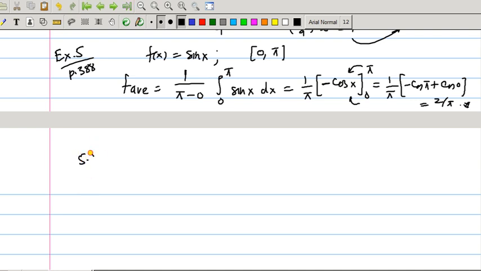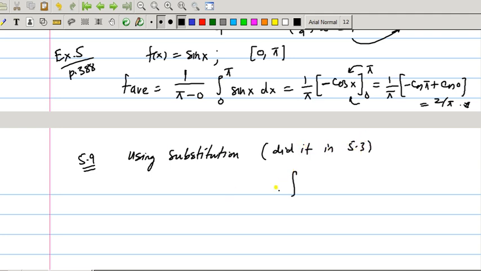go to 5.9. 5.9 is again from calculus 1. It is again a technique of solving integration. In 5.3, we used substitution to solve it, right? Remember, we did this in section 5.3: when you have integration of some function and another function is given inside a bigger function, and you have the derivative of this inside function given without f, then what we do, we use substitution.